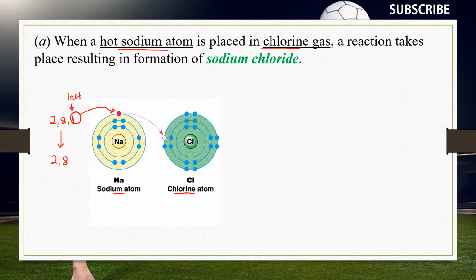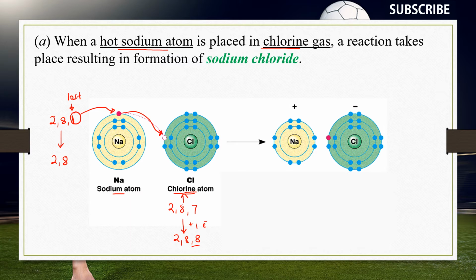However, when you look at our chlorine atom, it has an electronic configuration of 2, 8, 7, and it wants to obtain one electron so that it becomes 2, 8, 8, the electronic configuration of noble gases. So in the process, this one electron from sodium will be taken by the chlorine atom so that the chlorine atom gains one more electron to become stable.